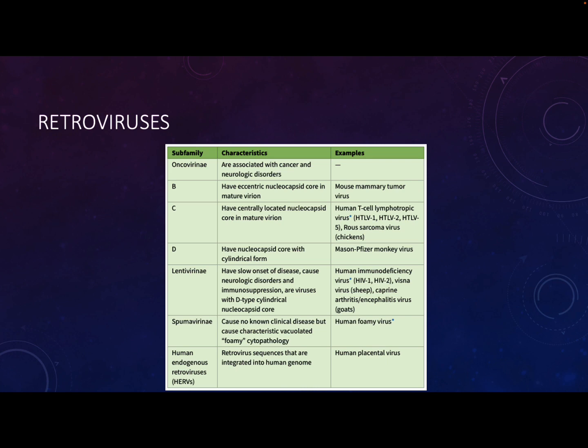So the oncoviruses are associated with causing cancer and having other neurological defects. The lentiviruses have a very slow onset of disease. They can cause neurological disorders and immune suppression. So HIV, sheep, goats, right? Monkeys and other primates that are not human.